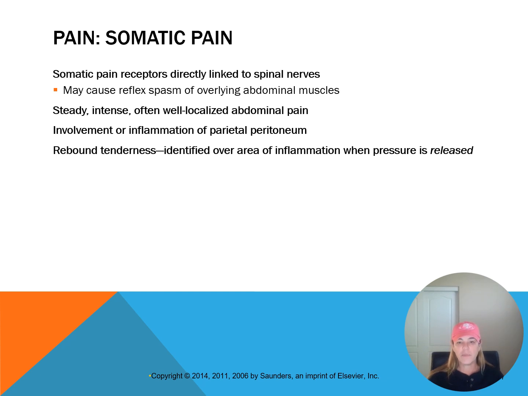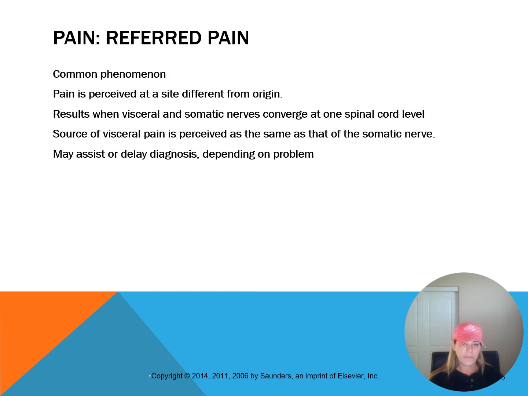Somatic pain is linked to spinal nerves. It's the abdominal pain that is localized, where you can tell exactly where it's coming from. It usually involves the parietal peritoneum. And when you have what they call rebound tenderness, when you press in and release, the patient will identify pain when that pressure is released, and so it's called rebound tenderness.